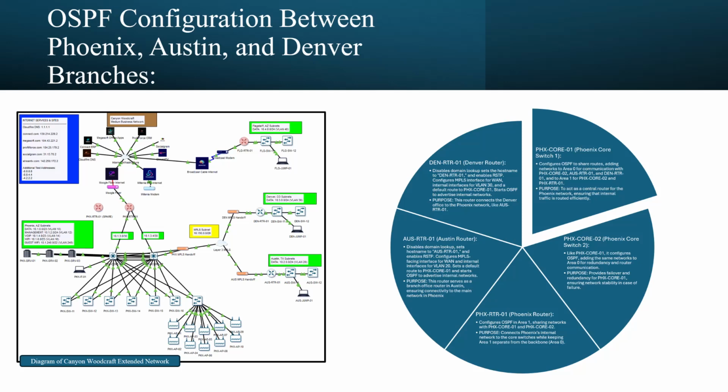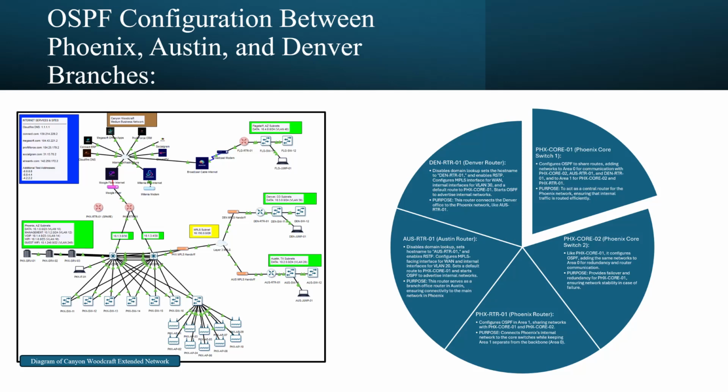So what changes were made to implement this? PHX Core 1 acts as the central router, configuring OSPF in Area 0 for communication with core and branch routers. PHX Core 2 mirrors its configuration, providing redundancy and failover. PHX RTR01 connects Phoenix's internal network to the core while keeping Area 1 separate from Area 0.